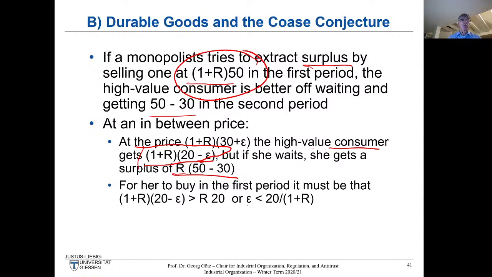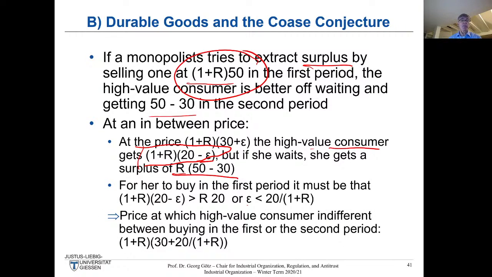Okay? This is straightforward, and I added a line here so that it's clearer. So the price at which the high value consumer is indifferent between buying in the first or buying in the second period is exactly this here. With this price, the consumer would be willing to buy in the first period because her utility is the same irrespective of whether she buys in the first or in the second period.